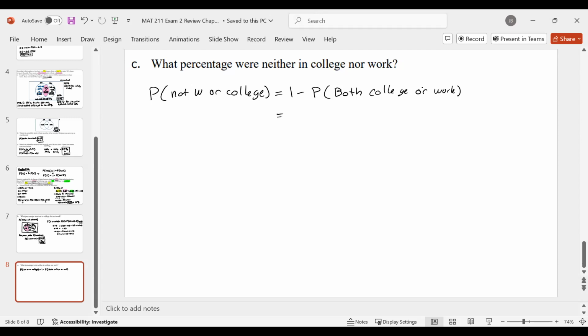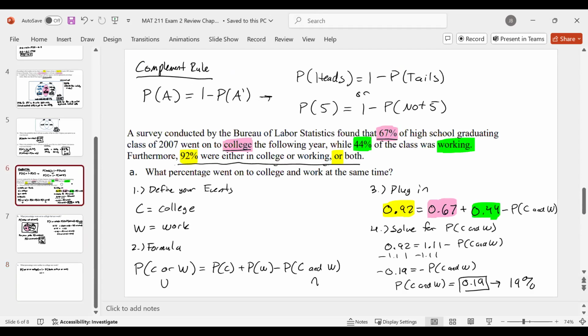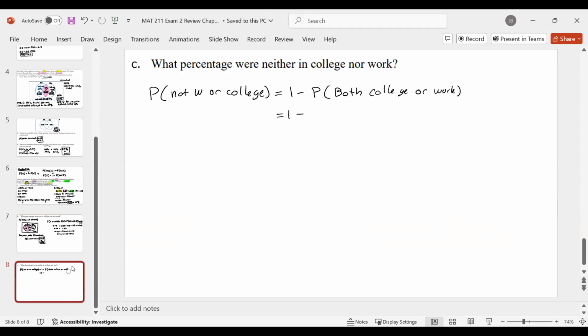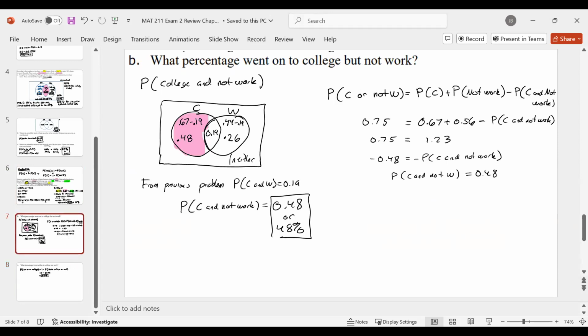All right, and then so 1 minus both college or work. If you read back here, 92% were in college or working. So 1 minus 0.92 is equal to 0.08. And there it is. Or again, if you look at the Venn diagram, the neither would have been 0.08 right there if you added those up. Okay.